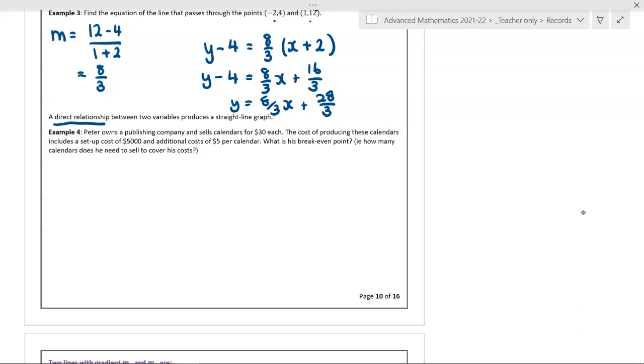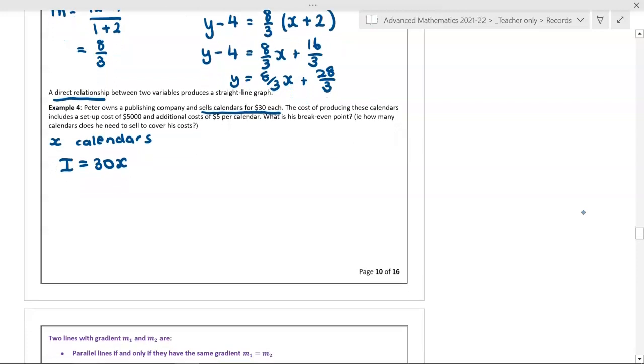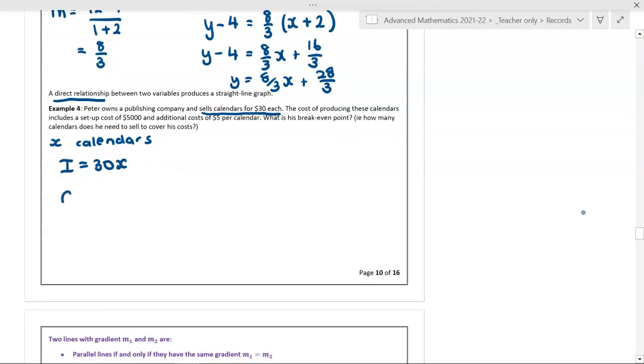So Peter owns a publishing company and sells calendars for $30 each. So I'm going to let him sell x calendars. This means his income or his revenue would be 30 lots of x, 30 lots of the calendars he sells. The cost of producing this, so now we're doing a cost equation, is $5,000. So that's like my y-intercept, plus $5 per calendar. That's like my gradient, 5x. I've written it backwards, but that's okay.